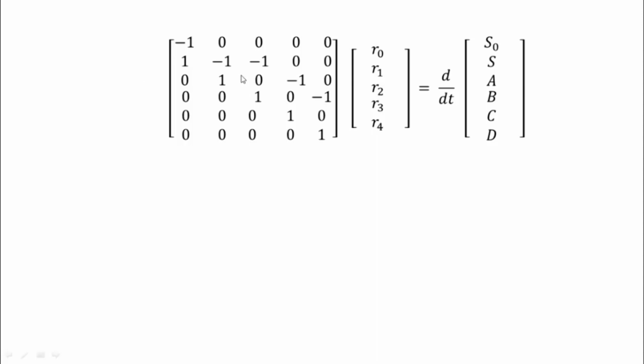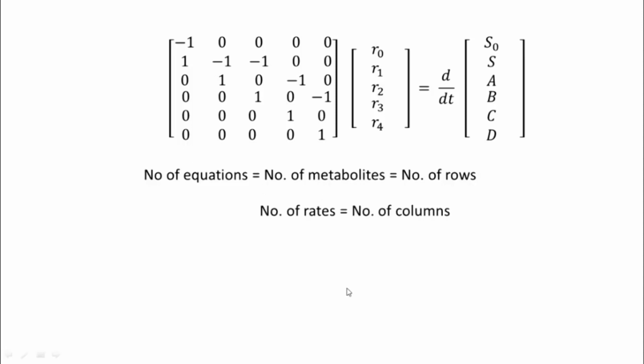Therefore, this matrix represents the set of equations that we got by doing material balances on the various metabolites in the cell, extracellular and intracellular. The number of equations would equal the number of metabolites, as we have seen, and that would equal the number of rows that we have here, right? Here we have 1, 2, 3, 4, 5, 6, and we had 6 metabolites, S0, S, A, B, C, D, so 6, and therefore that equals the number of rows. And the number of rates would equal the number of columns here. There are 5 rates and 5 columns, R0, R1, R2, R3, R4, and there are 5 columns in this matrix.